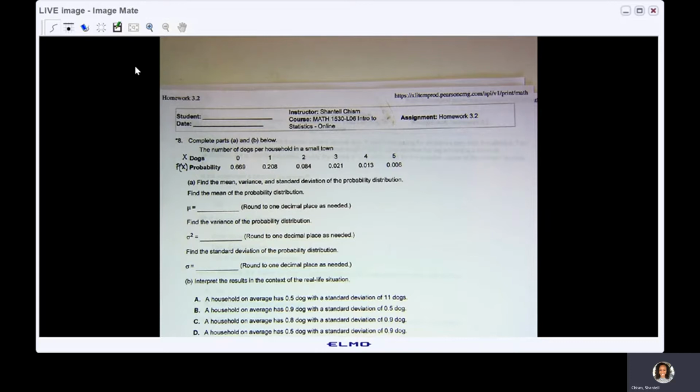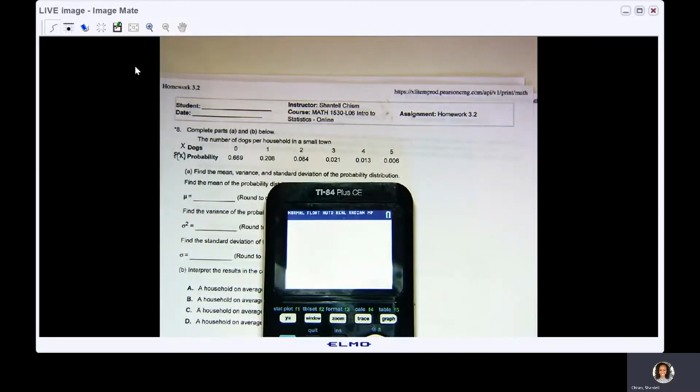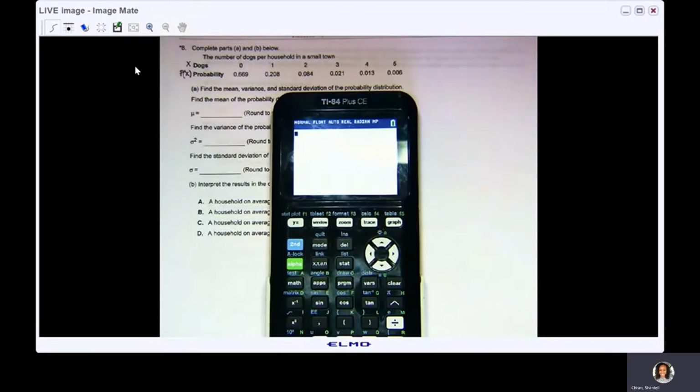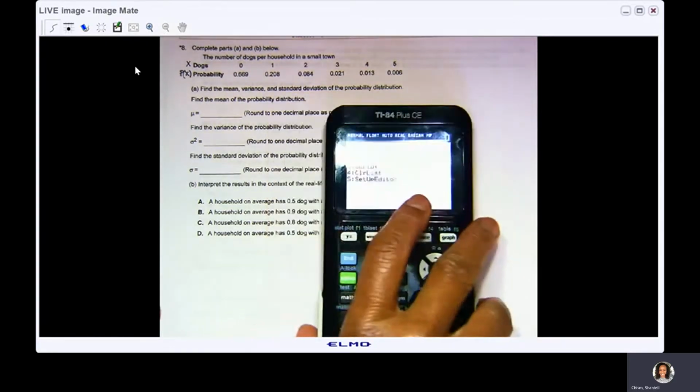Another name for a probability distribution is a frequency or relative frequency distribution. So we're going to use our list, and we're going to put in the X values and those probability values. First I've got my calculator turned on, and if we're using our list, then we go to the same location that we used before by pressing stat. Remember back in module 2 where we used the list, we pressed stat.